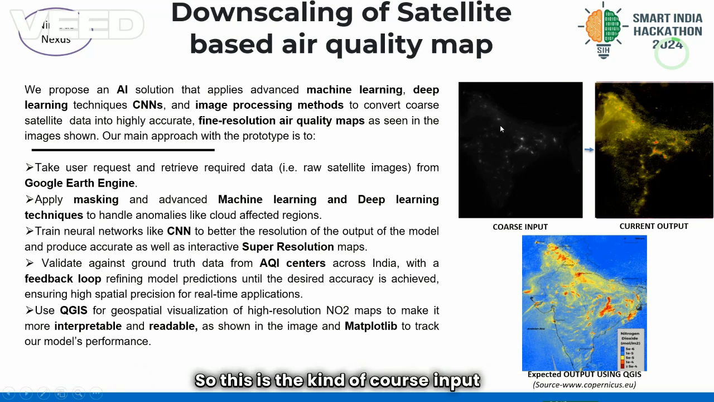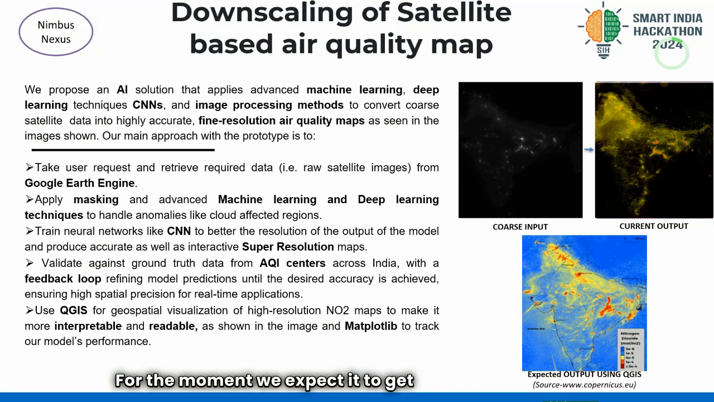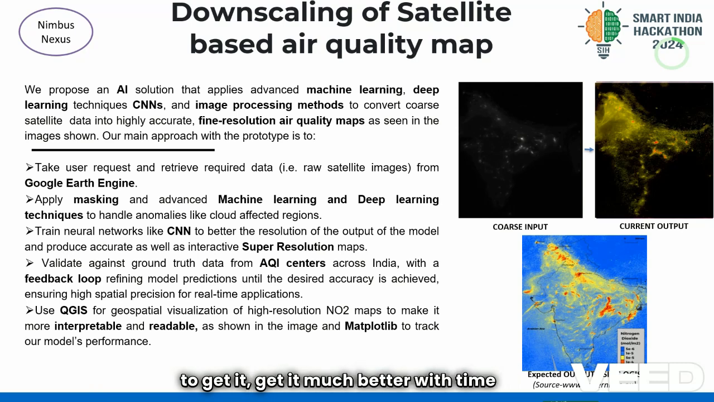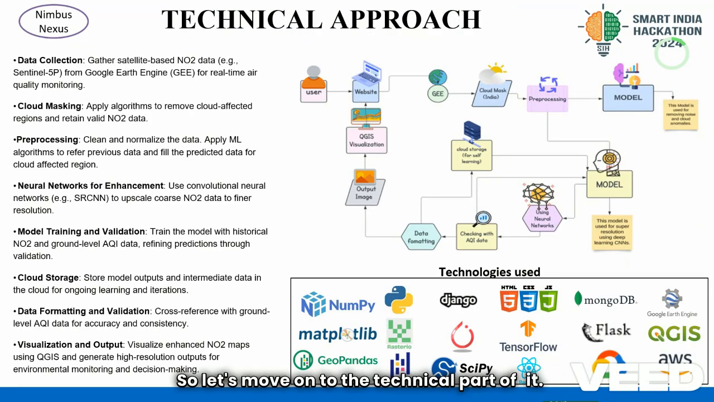So this is the kind of coarse input that we actually get from Sentinel-5 data, which we have improved using our model, which is this one, using our prototype for the moment. We expect it to get much better, and this is the kind of data that we have got on the network. So it's clearly better than this, and we expect it to get much better with time and give much more granular and actionable data. So let's move on to the technical part of it.